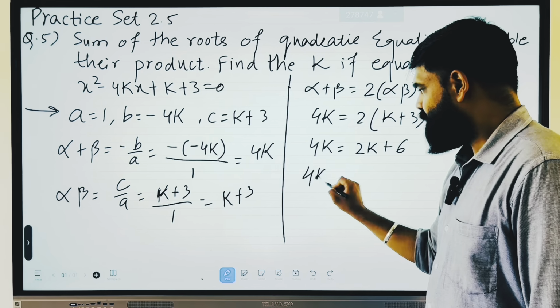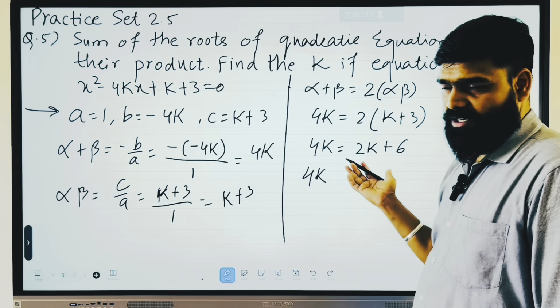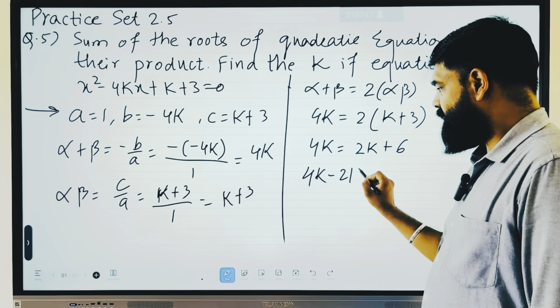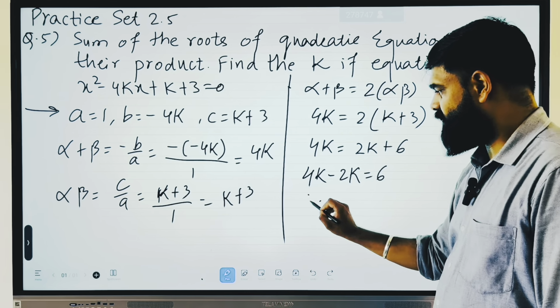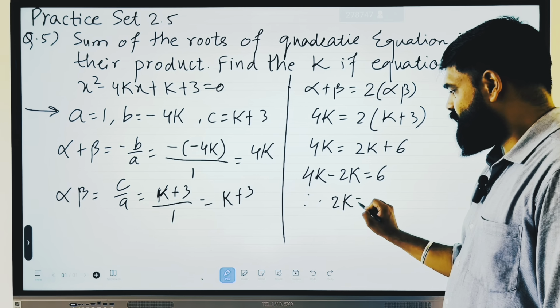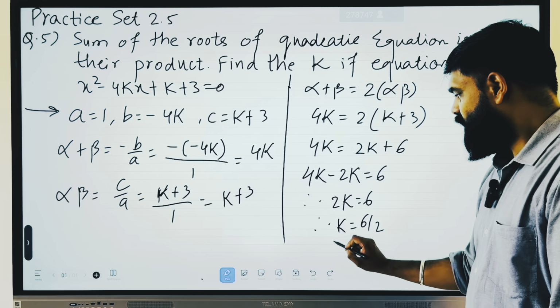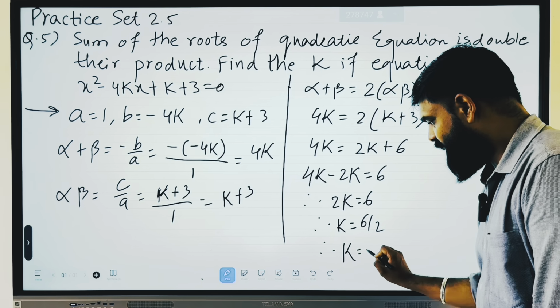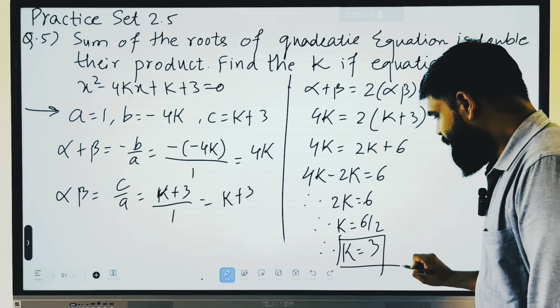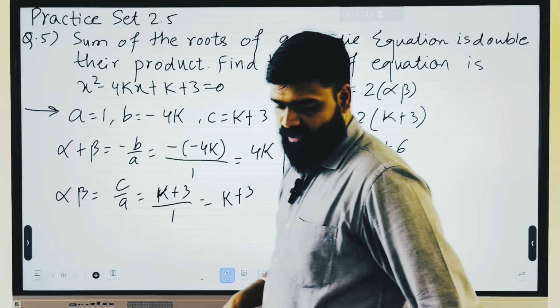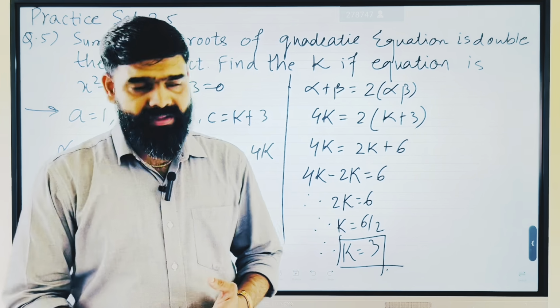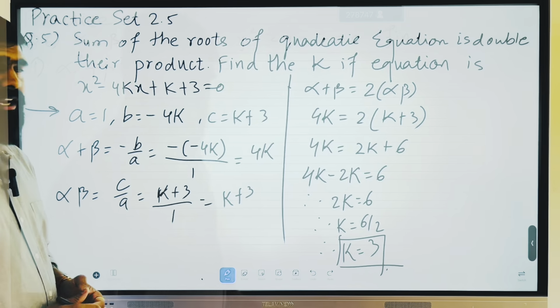So 4k, take this 2k to the left side. This will become minus 2k is equal to 6. Therefore 2k is equal to 6. Therefore k is equal to 6 by 2, and the final answer is k is equal to 3. So this is the correct value of k, which is equal to 3.